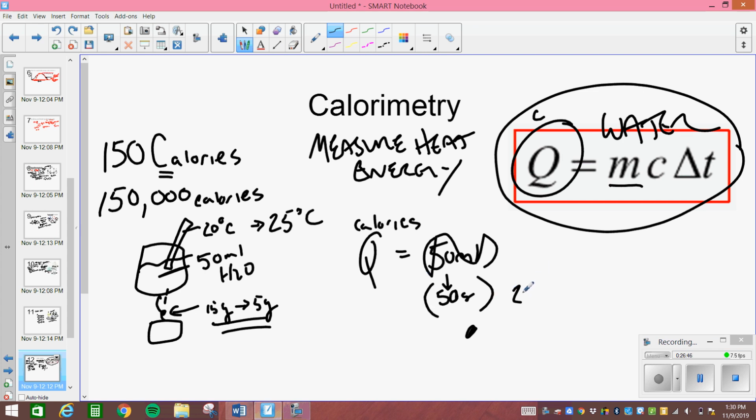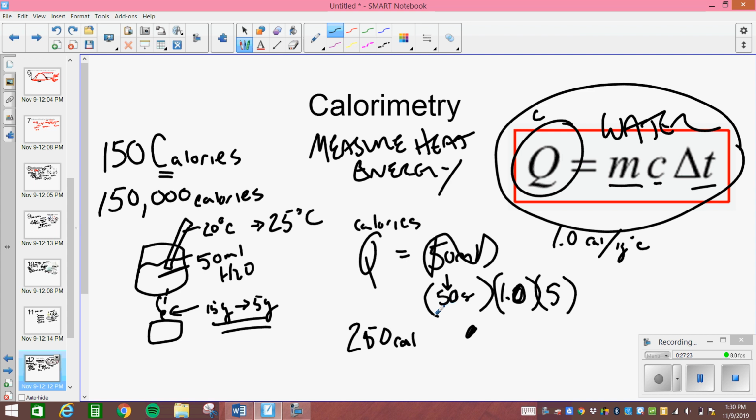50 grams. The C we'll give you is always 1.0 little c calories per 1 gram degrees Celsius. So we'll just plug in 1.0 for the C, and then delta means change, and T means temperature. So we had 20 to 25. That was 5 degrees. So if we multiply all this together, 5 times 1 is 5, times 50 is 250 little c calories.